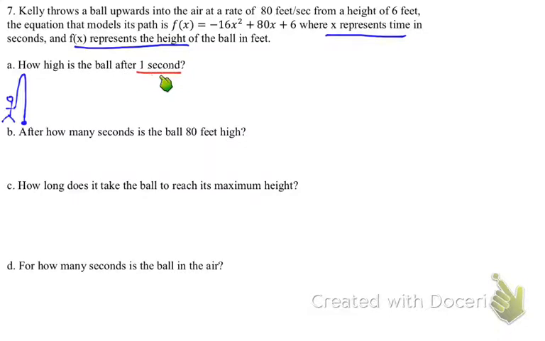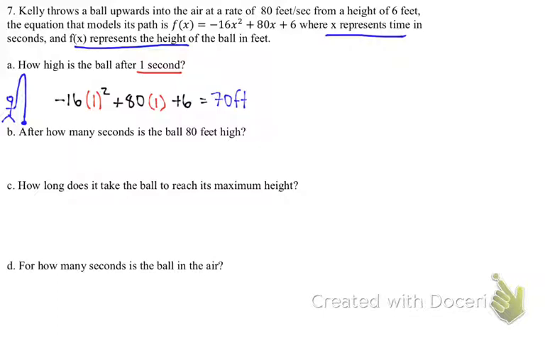So this deals with our x variable. We're going to take 1 and plug it into the x terms. Every single x we have, we replace with 1. So negative 16 times 1 squared plus 80 times 1 plus 6. Simplifying all that, we get 70 feet. So that means 1 second after she throws the ball, it's going to be 70 feet in the air.